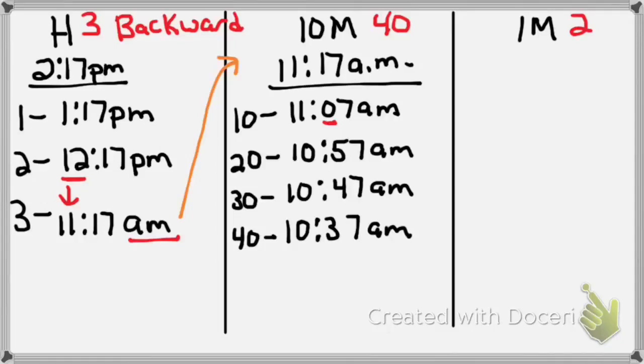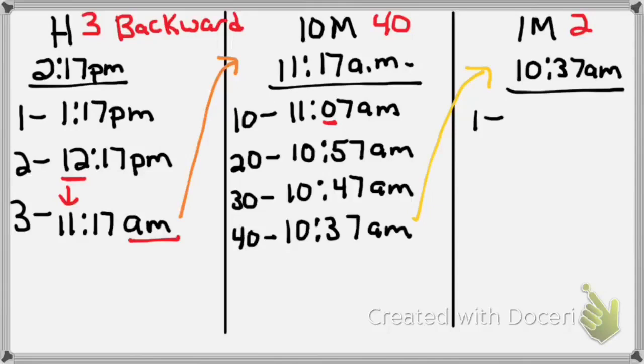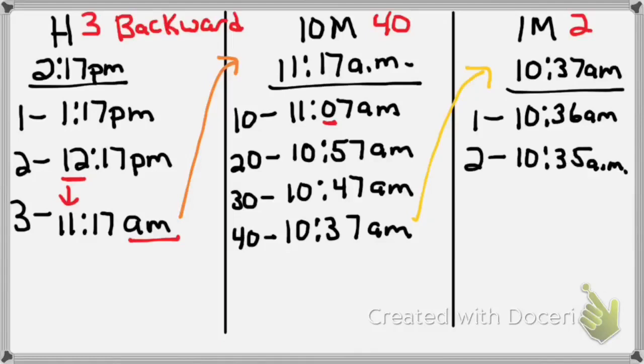So I finished my 40 minutes. I'll move that time up to my minutes column. I'll write it down, and I'll underline it. And I'm now going to count back for 2 minutes, so I'll number them 1, 2. What's 1 minute before 10:37 a.m.? 10:36 a.m. What's 1 minute before 10:36 a.m.? 10:35 a.m. So I finished all my amounts of time.